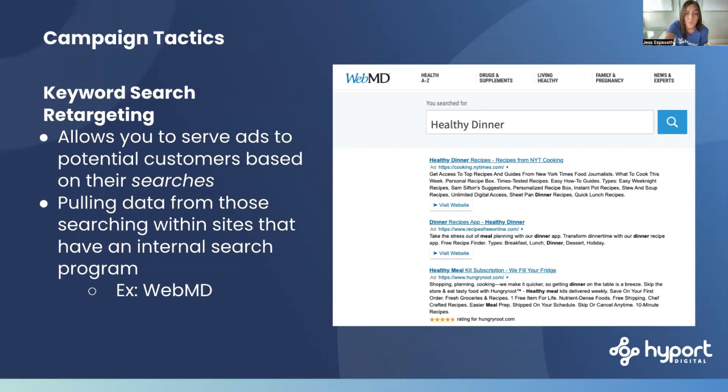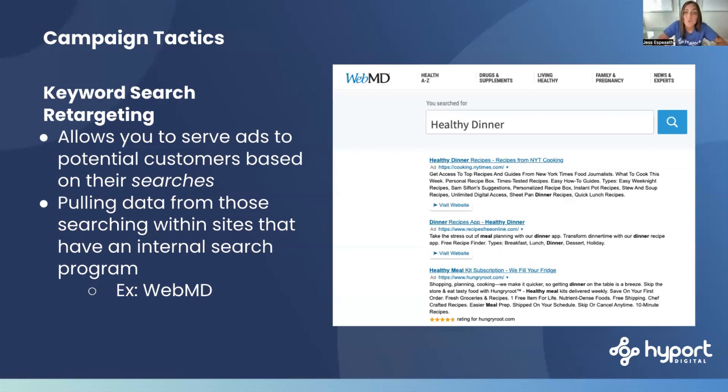Now, it's important to note that this data is being pulled from those searching within sites that have internal search programs. So this is not referring to searches that people are making on Google or Bing. This has to be people that are searching within sites that have an internal search program. And then those sites also have to be using third-party sites that are collecting and releasing that search data. An example of this would be WebMD.